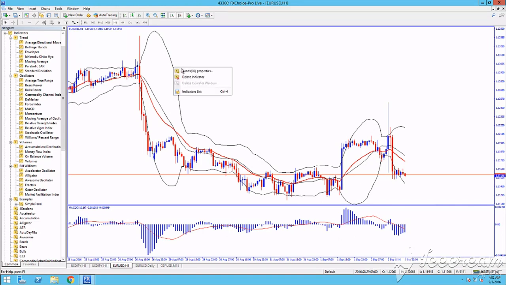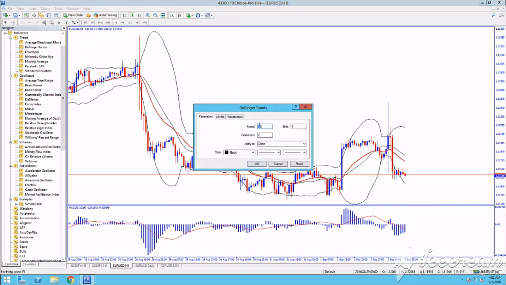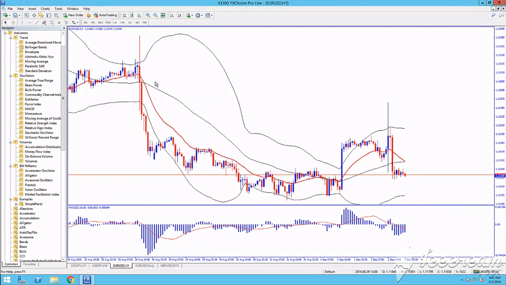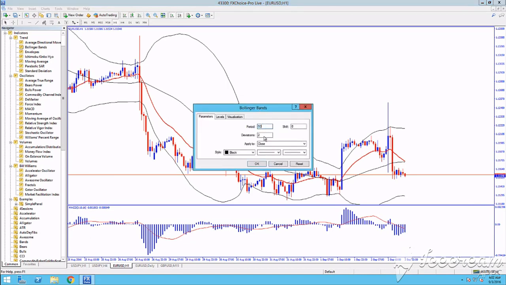What I like to do is right click and change that to 50. So we're going to change that to 50, and you can see it smooths it out. We're also going to add the Bollinger Band again. We're going to say 50, and then the deviations are going to be 3.